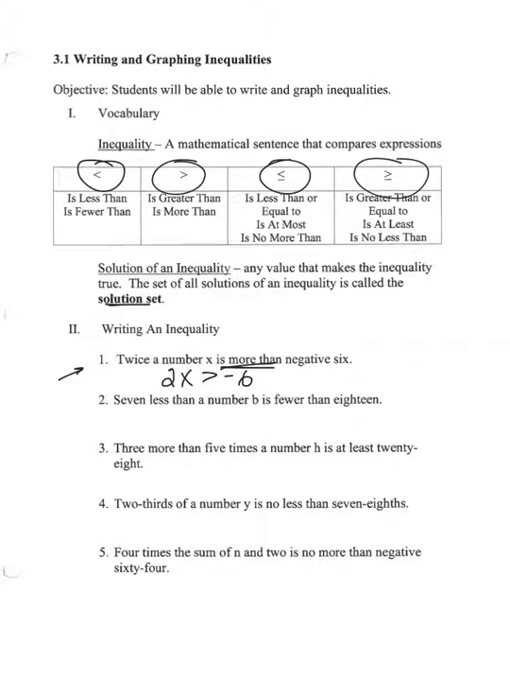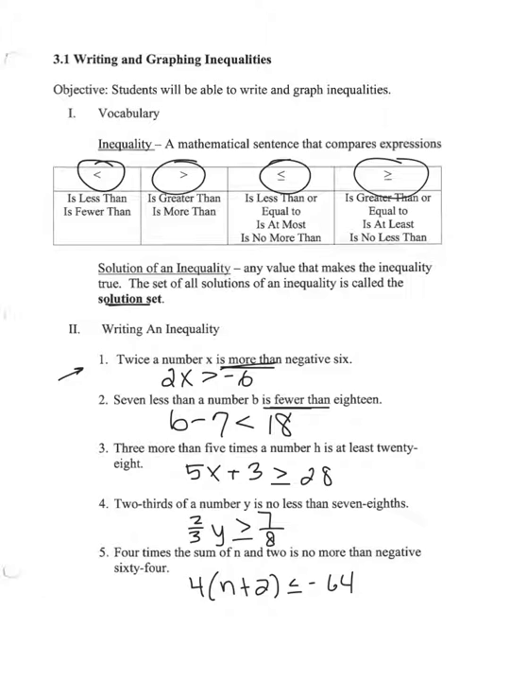7 less than the number b is fewer than 18. So 7 less than the number b means you need b and then take 7 less than that, is fewer than, so it's less than 18. You can do the next couple on your own.